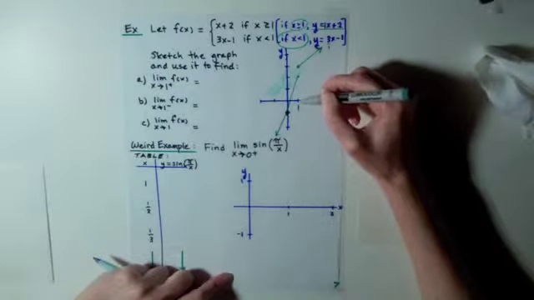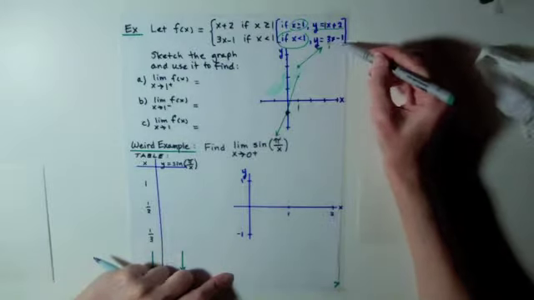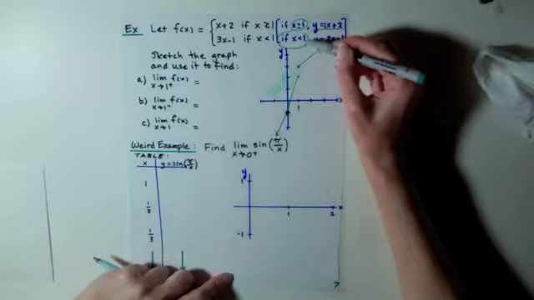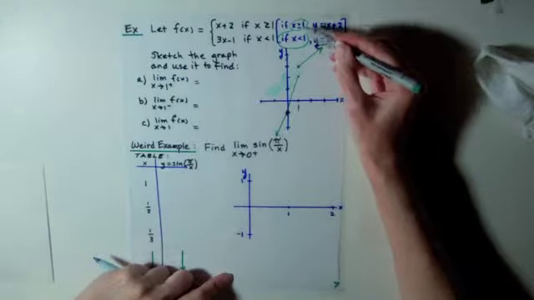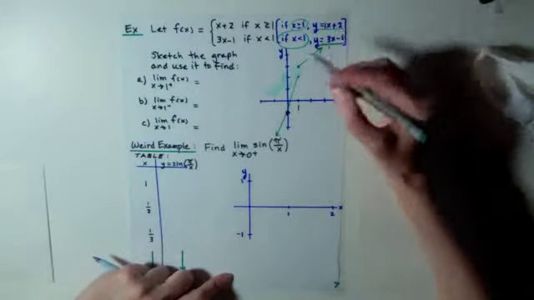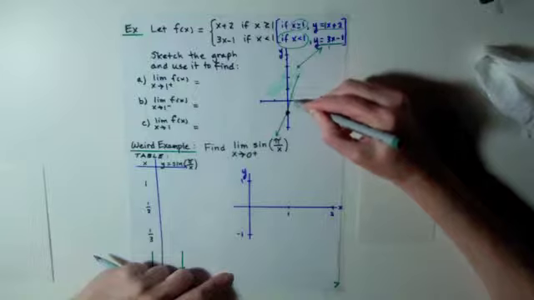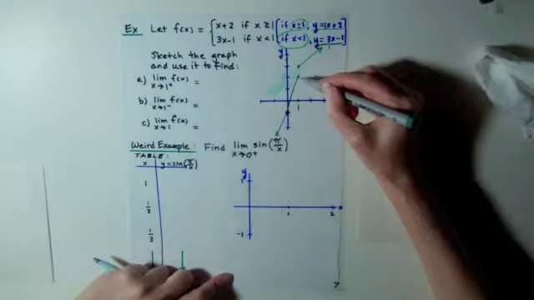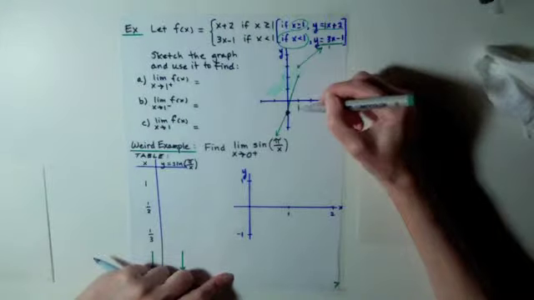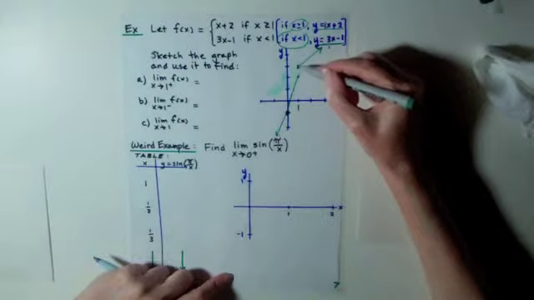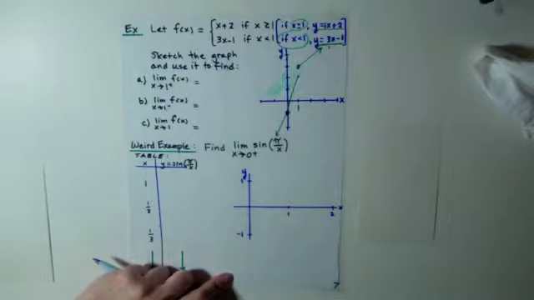What about right at x equal to 1? Remember that we only use this bottom rule when x is strictly less than 1. When x is equal to 1, we use this top rule. So I actually only want the portion of the line that is to the left of this point that I drew right here. I don't want to include this point itself, because when x is equal to 1, I'm supposed to use the top rule, and that corresponded to this point right here.